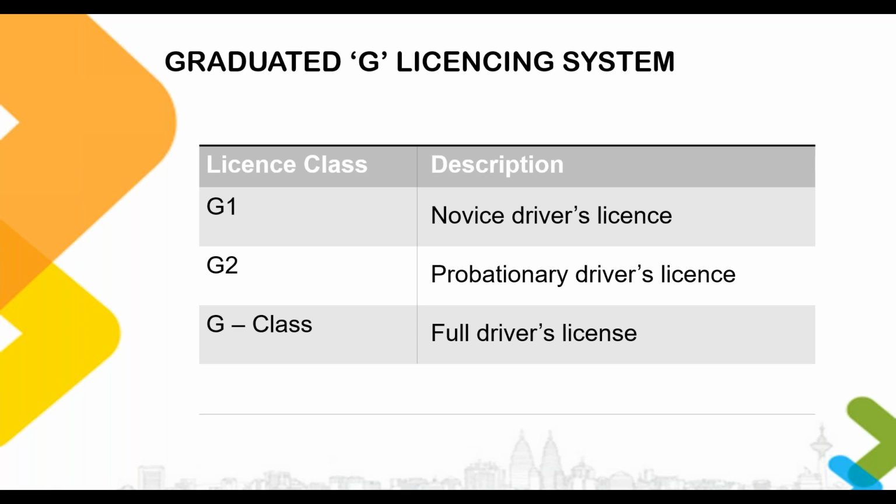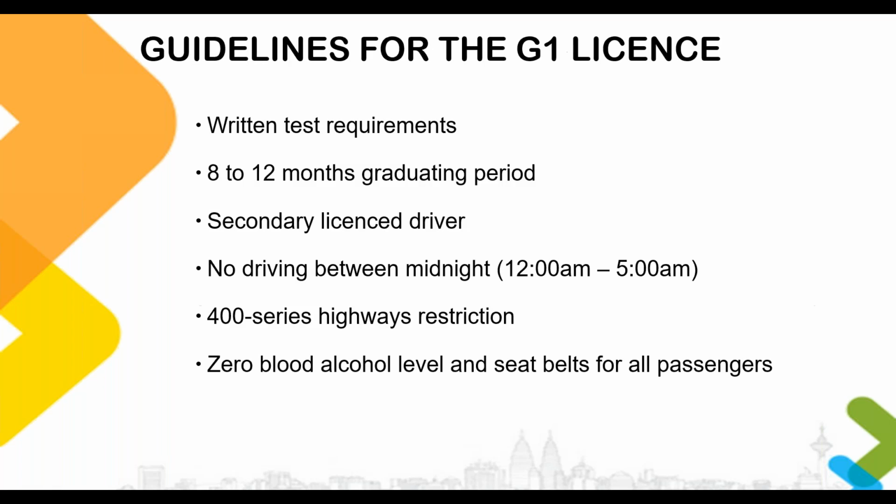Ontario has a graduated licensing system, and the system includes 2 steps based on driving experience. First, drivers get a novice license or a learner's permit. That's called a G1. And with a G1, you must drive with another licensed driver in the car. Next, you'll get a probationary license, which is a G2. With that license, you can drive on your own. And then you graduate to the full G license.